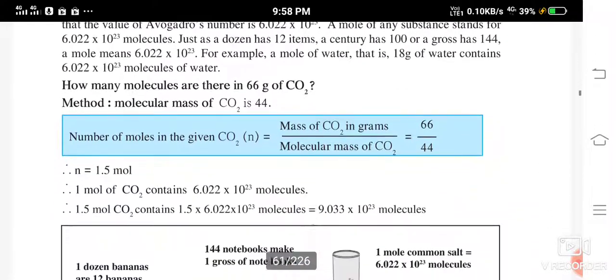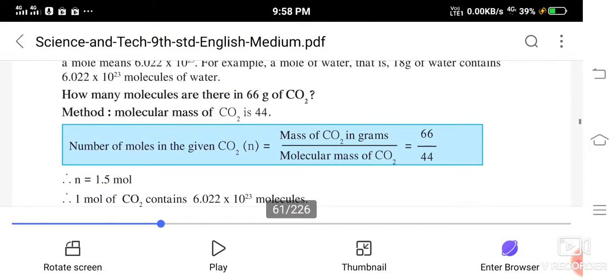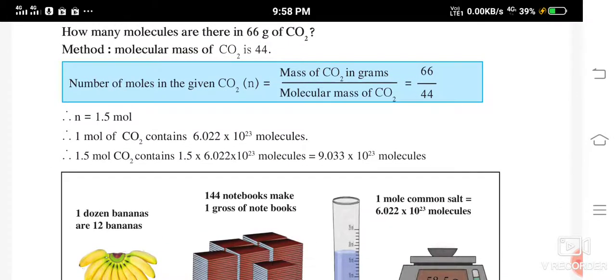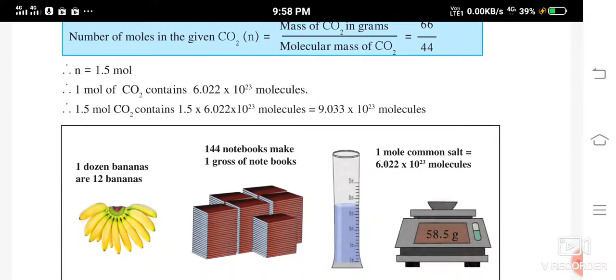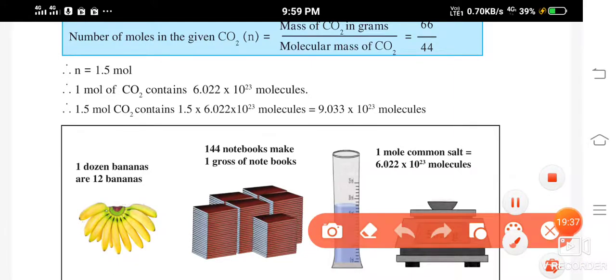Now here it is carbon dioxide. It is 2 different elements, remember. So carbon dioxide means what?